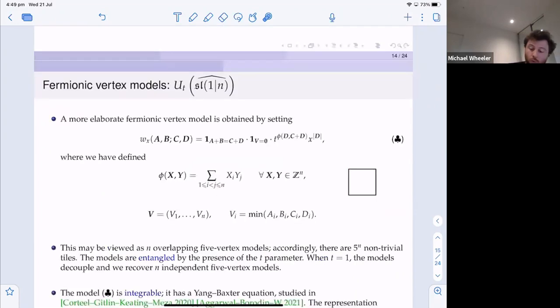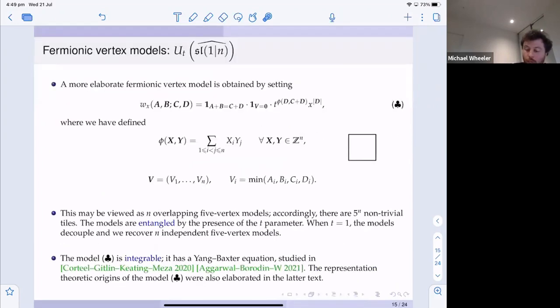And when you superimpose them, it's clear that the number of tiles that you get is just going to be 5 to the n. So these models have a very large number of tiles. But they are related by this t parameter, so it couples the models together. And so there is this entanglement factor here, which makes things non-trivial. If this was not here, then you would just decouple into independent 5-vertex models. And indeed, when t is equal to 1, the models completely decouple and you get independent 5-vertex models.